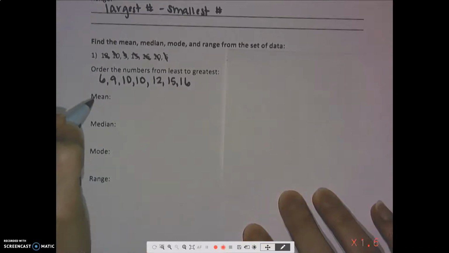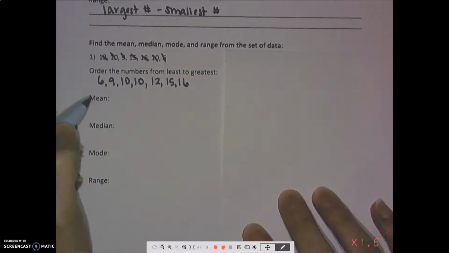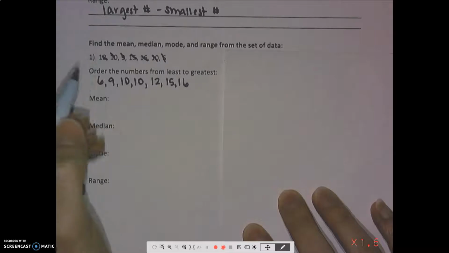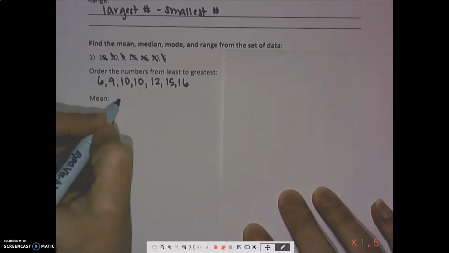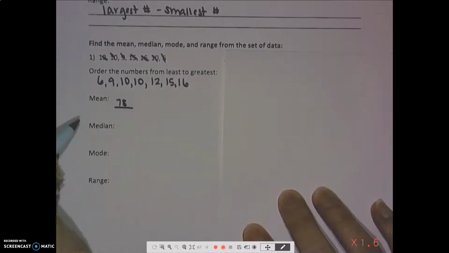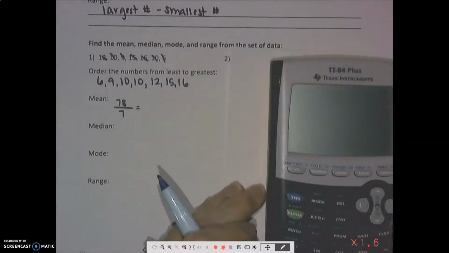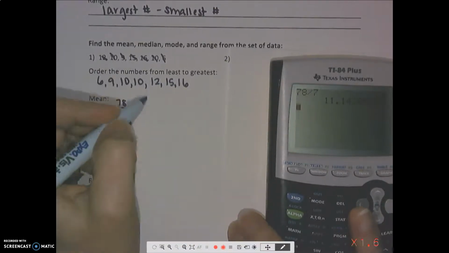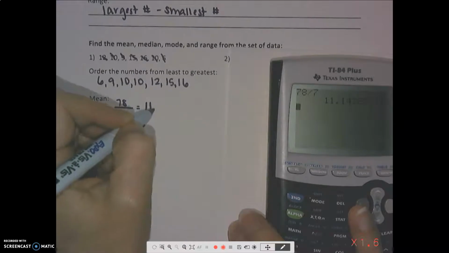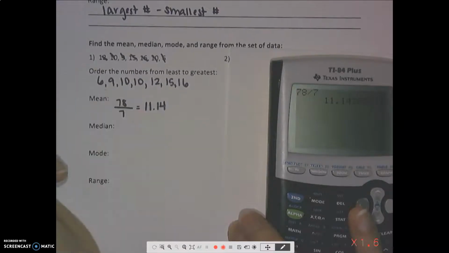So mean means that we're going to find the average. We're going to add them all together. So if we add all of these numbers together, we get 78. And there were 7 of those numbers. So we're going to divide those things. And when you divide them, so get our calculator here, we take 78 divided by 7. Now we're going to round these to 2 decimal places, so we're going to say 11.14 would be the mean of these.